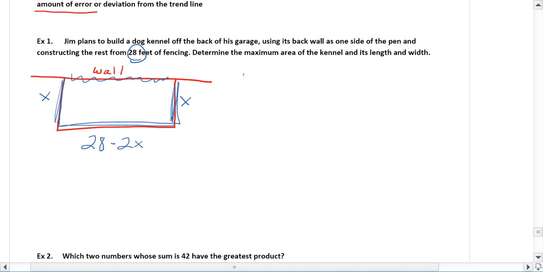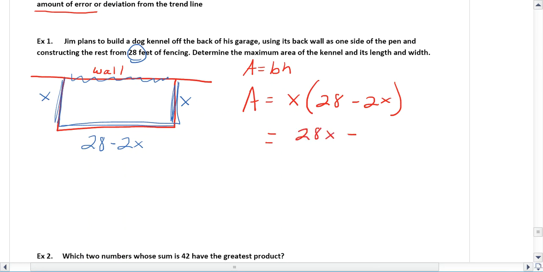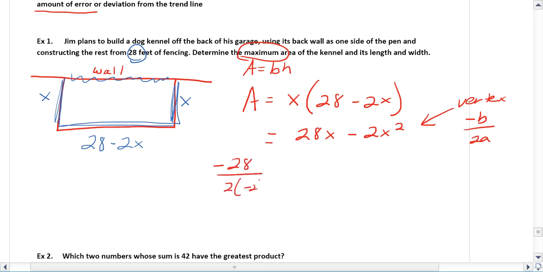If you remember that the formula for the area of a rectangle is base times height, we need to multiply our length times our width. So we can go ahead and multiply these. We would get 28x minus 2x squared. This is a maximum problem, so we are looking for the vertex of this quadratic. I am choosing to use the minus b over 2a method because I think it's easy. So I have minus 28 over 2 times negative 2, which I simplify to 7.